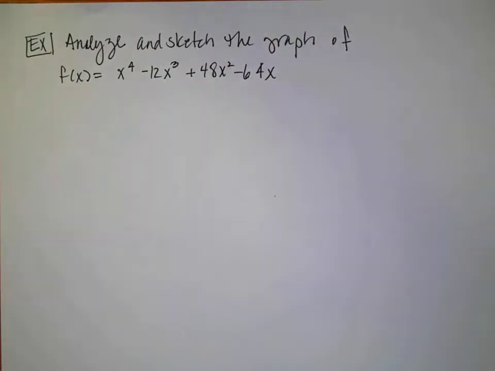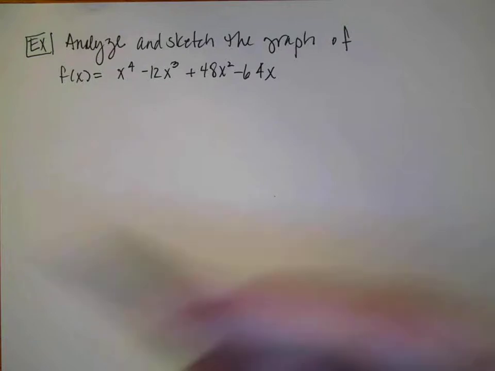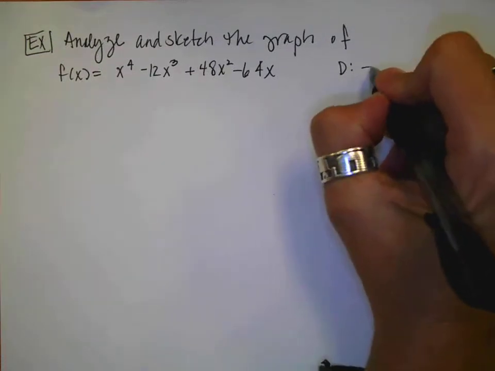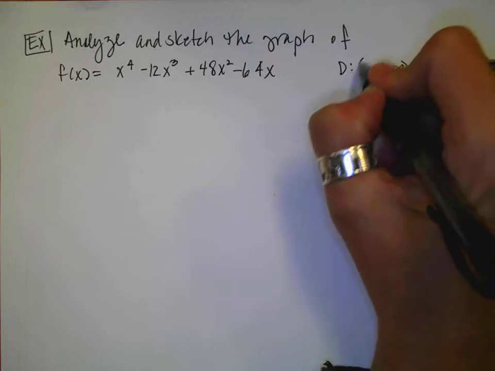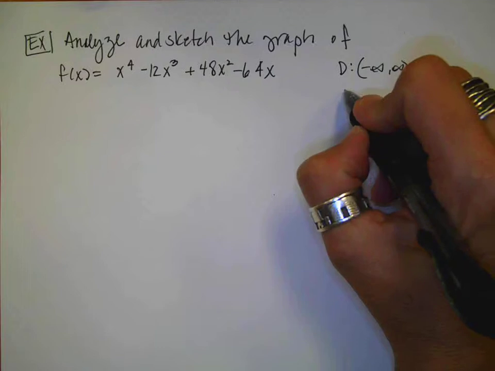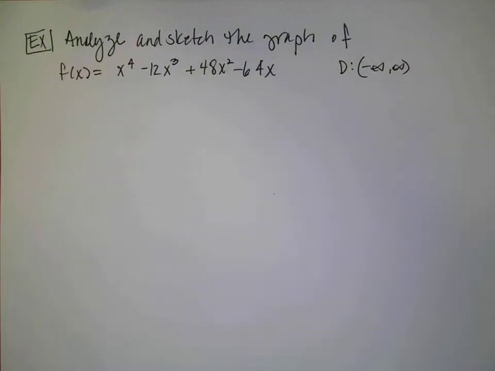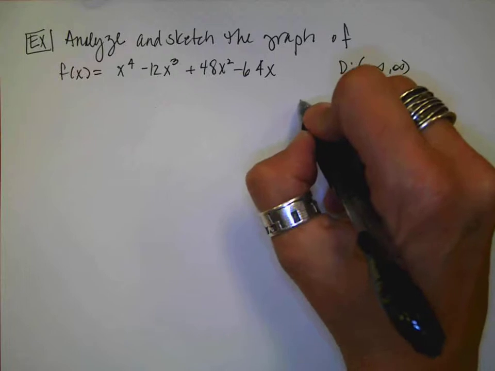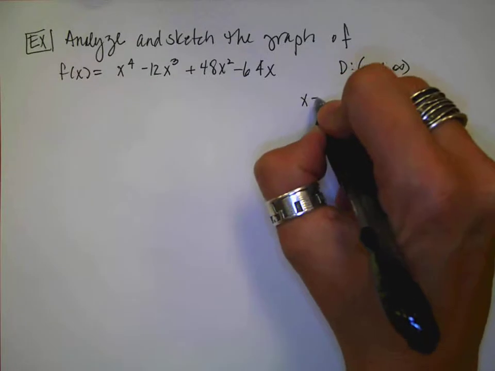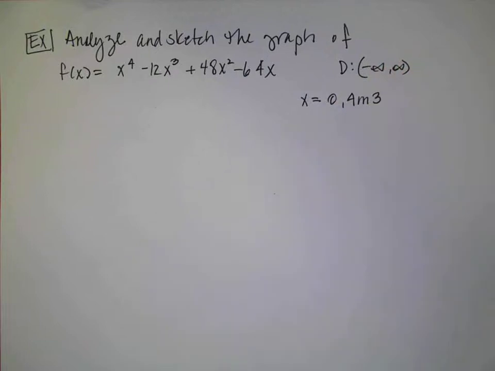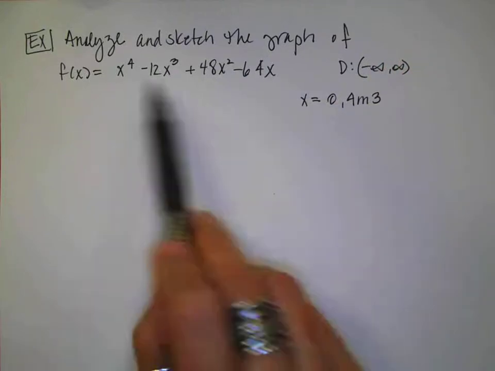So I know a lot about this function already. I know in theory that the domain is going to be all reals. The range I'm not so sure about, so I'm just going to not do that one right now. The x-intercepts, you're going to have to trust me a little bit. I'm going to tell you that the x-intercepts are going to be 0 and 4 with a multiplicity of 3.